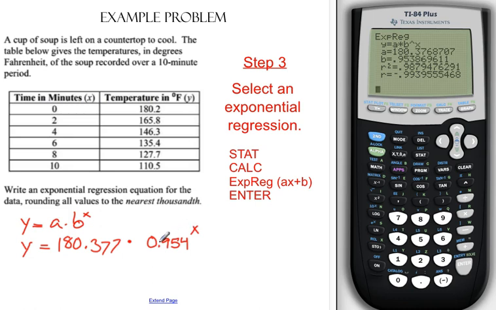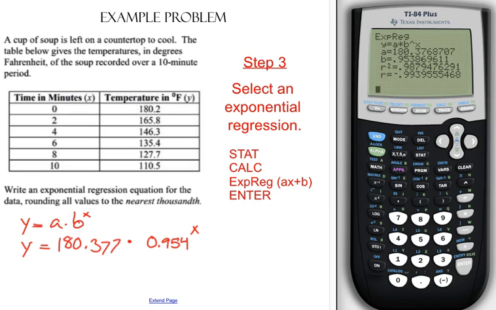Now let's bring some common sense to this game. I know that this temperature is going down. This is exponential decay, so I would expect my growth factor to be less than 1. And hey, look, 0.954 is less than 1. So I do have exponential decay here. And I can pretty cleanly see that this makes sense with the data, that our y-intercept would be about 180. Hey, that's what it is in our data. So this looks like it would be a pretty good fit.